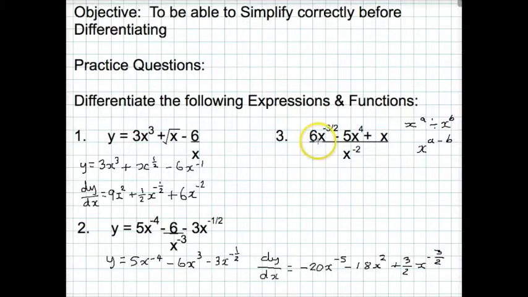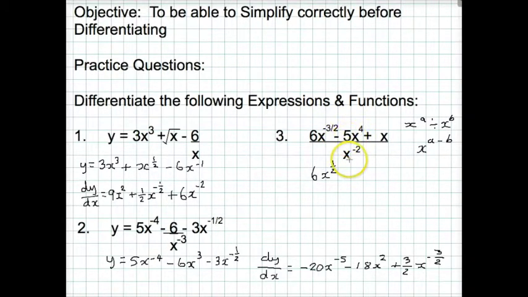So the first one, 6x to the negative 3 over 2, divided by x to the negative 2. That means we've got to subtract these powers. So this is negative 1.5, take away negative 2. The negatives will cancel out, so we're going to go back up the number line to positive 1/2. So this becomes 6x to the half.